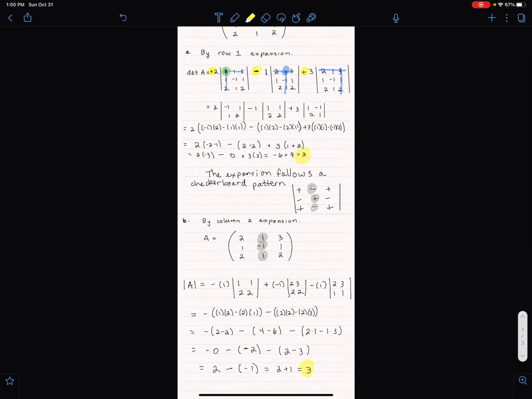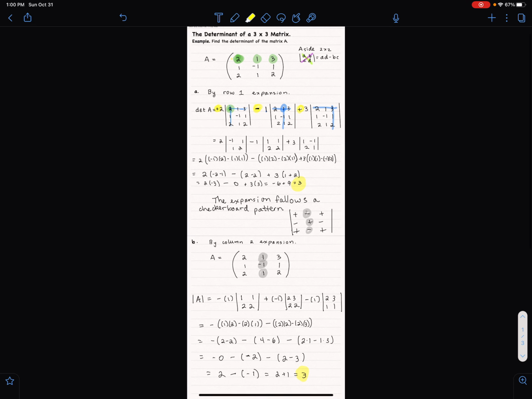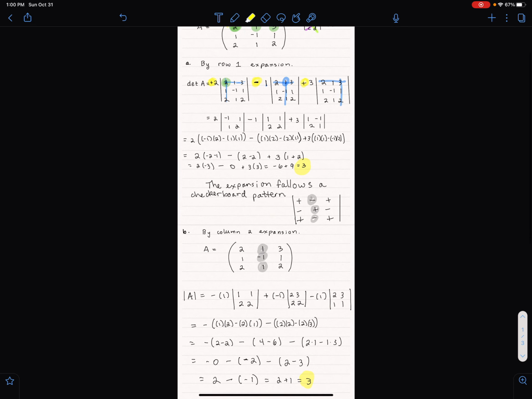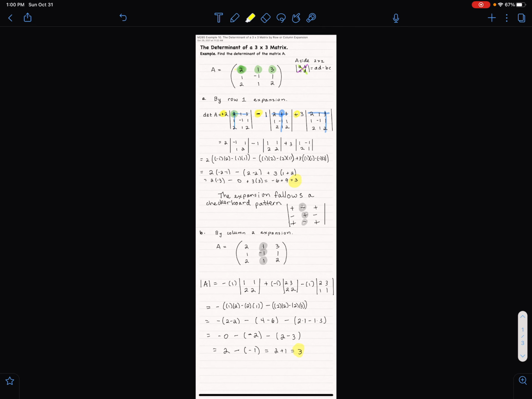There's more ways to find the determinant. We can go across any row or column, but there's other things we can do to find the determinant.